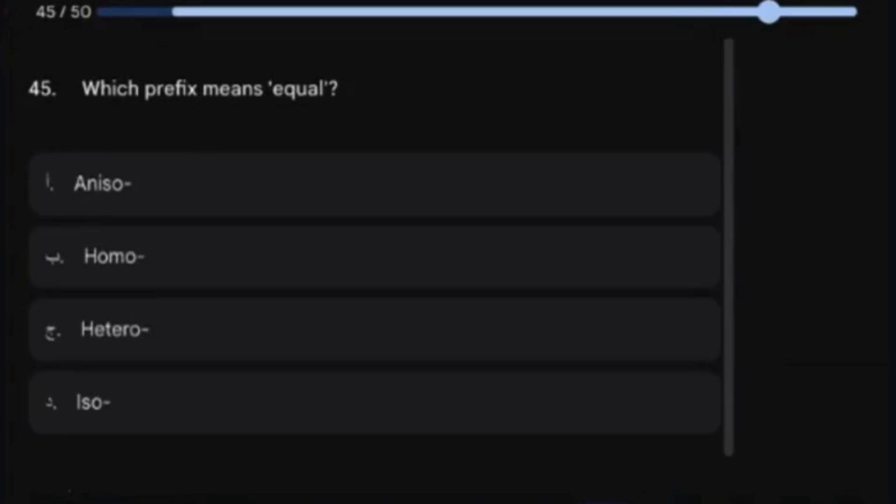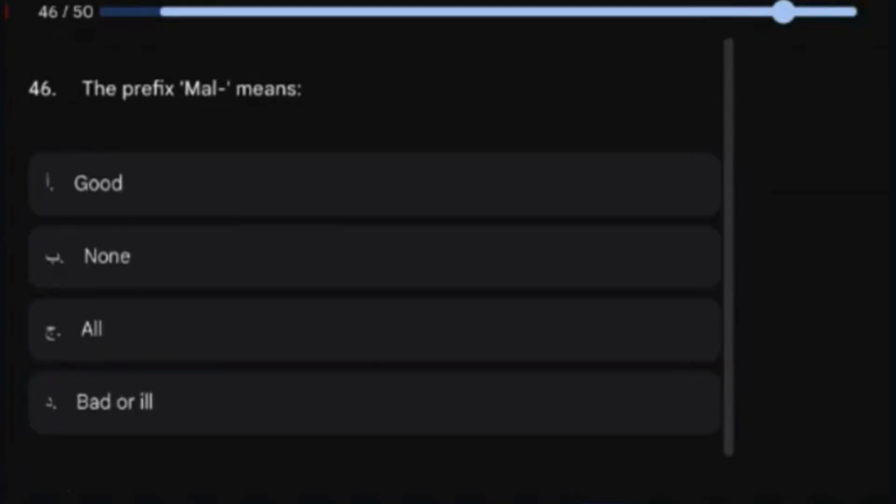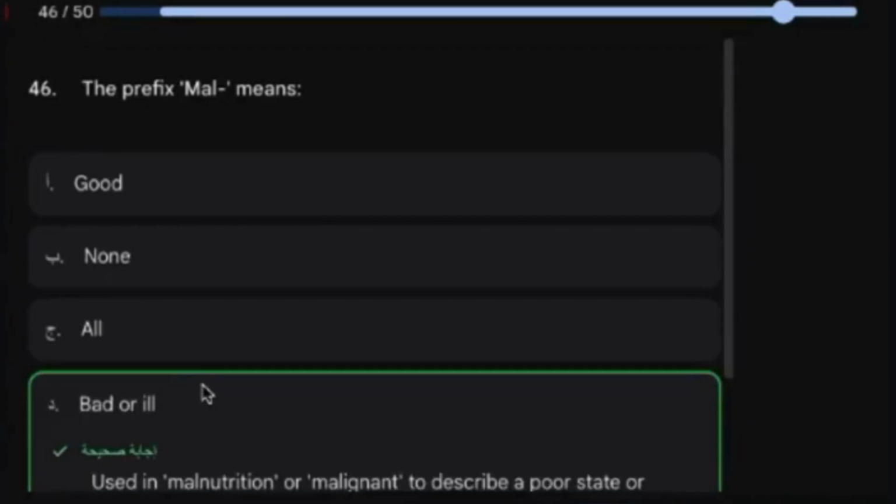Which prefix means equal? Iso, like isotonic, solutions that have equal concentrations. You could remember this by picturing an isometric grid, for example, where all the angles are the same, are equal. Prefix mal means good, none, all, bad, or ill? It means bad or ill, like malnutrition or malignant.